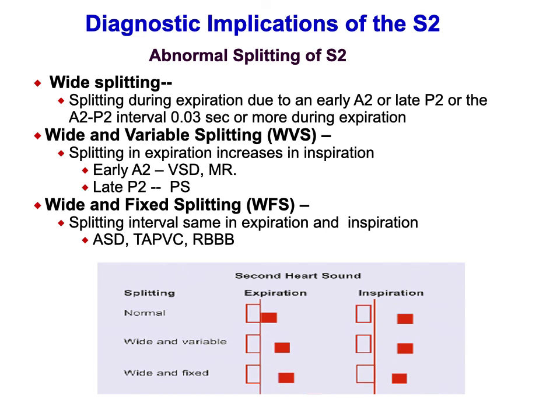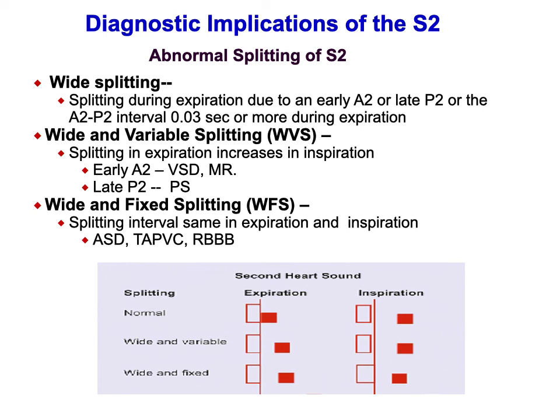And coming to the next component, and that is the splitting. Splitting of the second heart sound during inspiration, as we know, is normal, and it is normal if during expiration it becomes single. Now, if it splits during inspiration and expiration, that means we have to follow the expiratory part. If it splits during expiration, it is abnormal. There are two types of splitting in general. It is a wide variable splitting and wide fixed splitting.